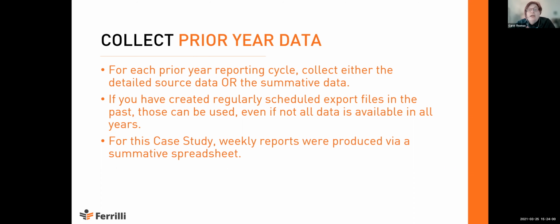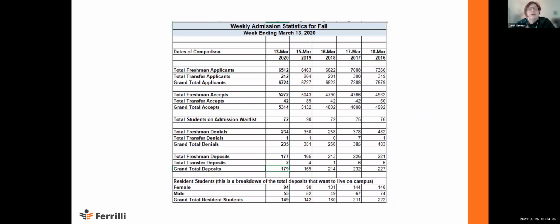For this case study, the weekly reports were produced via a summative spreadsheet, and that spreadsheet looked something like this. Yours may look different, but most admissions offices are doing something like this. This is just a subset of what they were using, but it shows from 2016 to 2020 on that particular date, and that date is relative to placement in the month. So it's the last Friday or a Friday in the month, what the applicant pool really looked like.